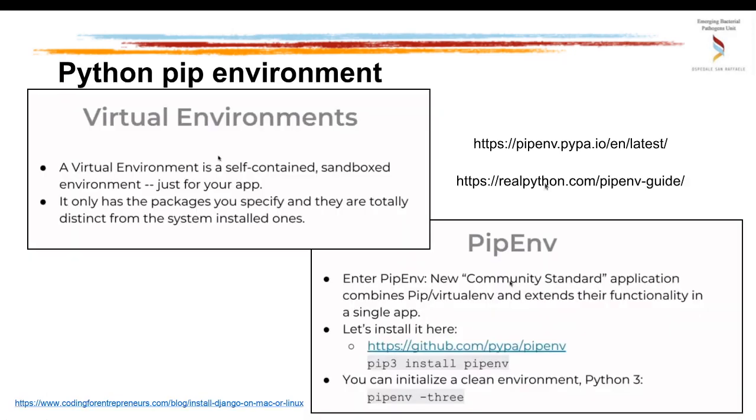Another package environment, different from Conda, is Python. The Python pip environment allows you to create virtual environments to install Python packages. Basically, using the pip environment from Python, you can create a virtual environment, which is a self-contained sandboxed environment just for your applications. It only has the packages for your specific needs, and they are totally distinct from the system-installed ones. So again, you don't need to install the programs using the root password, but you create your own environment in your home, following the few lines reported in the slide, for your packages to be used for your pipeline analysis.